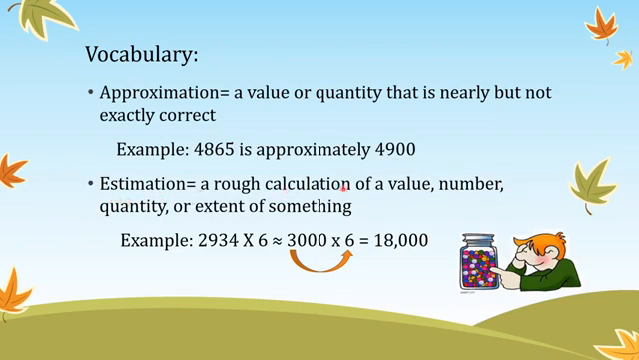Estimation. A rough calculation of a value, number, quantity, or extent of something. An example is, we have 2,934 times 6. We round up 2,934 to the nearest thousand. So that will be 3,000 times 6. Now we multiply 3 times 6, it's 18, and then we pass the zeros. The answer will be 18,000.